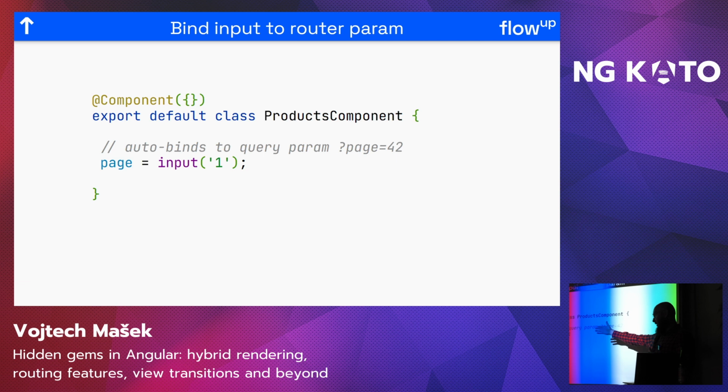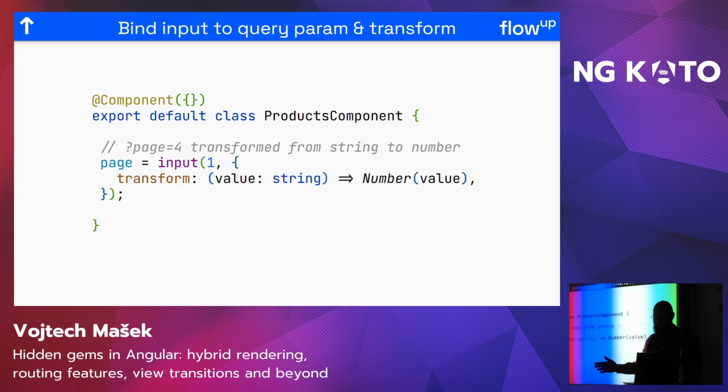And you might say, okay, but now the page is a string. Well, that's where the transform comes in. You can do this. And now the page is a number, the correct number every time, inferred from the page query parameter.